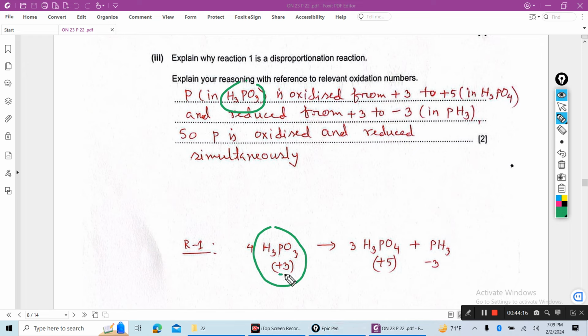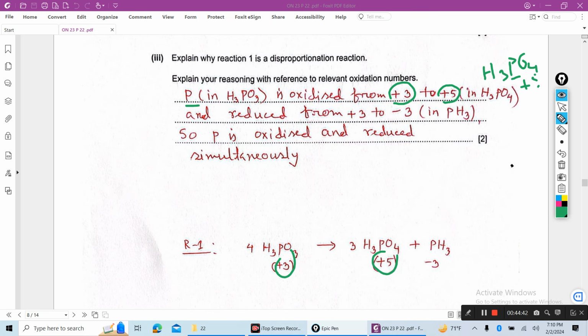H3PO3, here phosphorus is plus 3, is oxidized from plus 3 to plus 5, where in phosphoric acid, here phosphorus is plus 5. So phosphorus is oxidized from plus 3 to plus 5, and reduced from plus 3 to minus 3. Minus 3 where? In PH3, as 3 hydrogen is plus 3, so phosphorus will be minus 3.